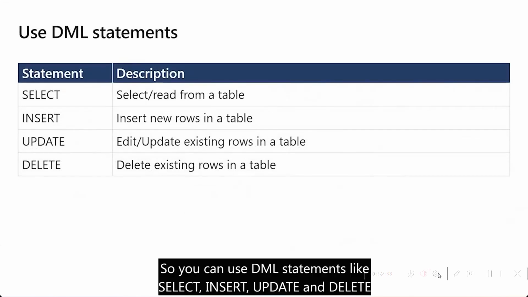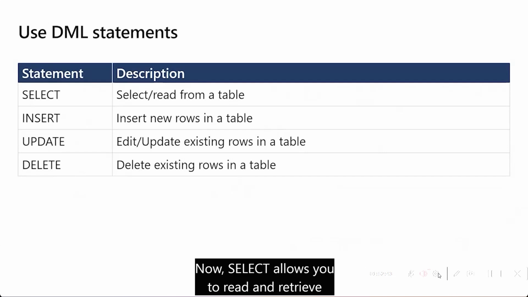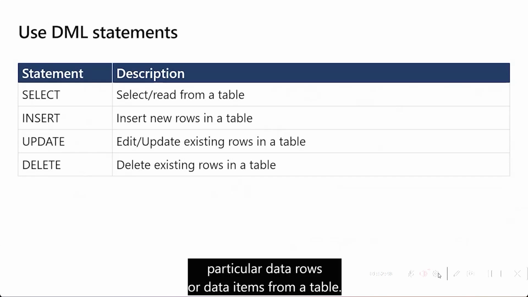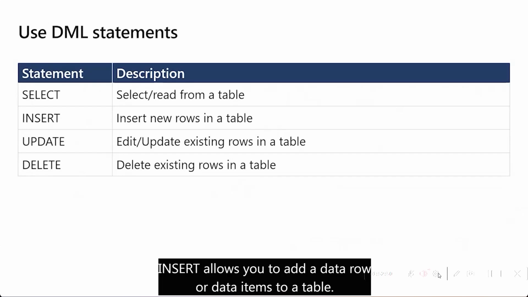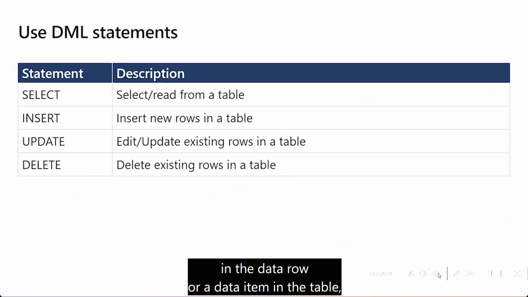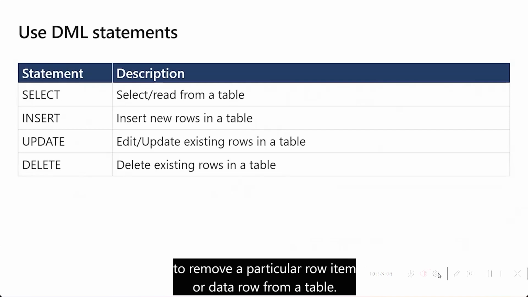You can use DML statements like select, insert, update, and delete to accomplish anything you want in the database. Select allows you to read and retrieve particular data rows or data items from a table. Insert allows you to add a data row or data items to a table. Update allows you to modify existing data in a data row or data item in the table. And delete allows you to remove a particular data row from a table.